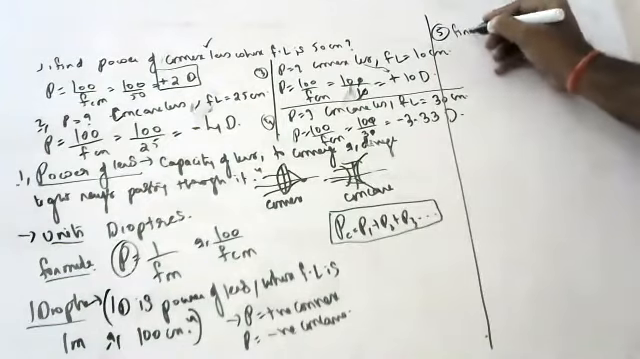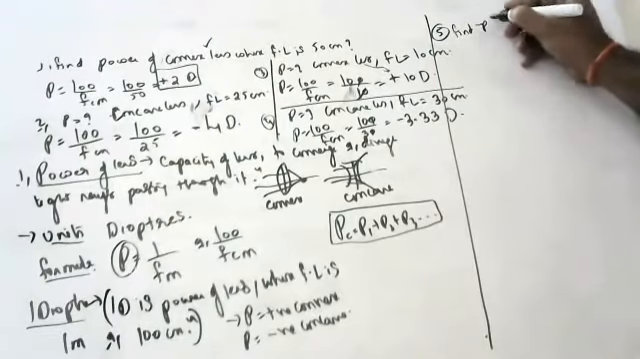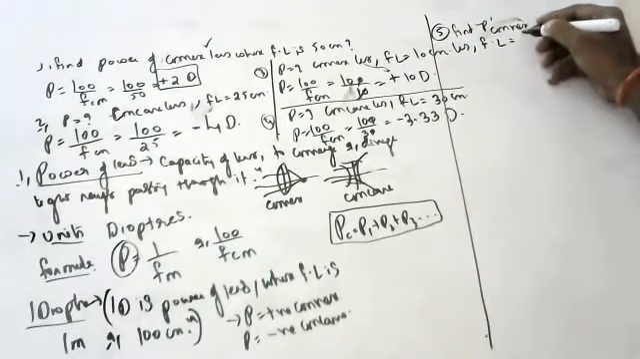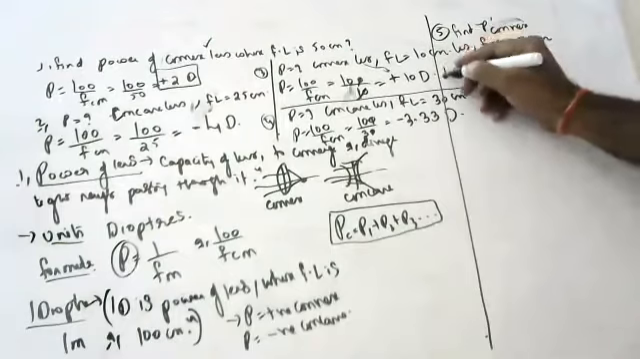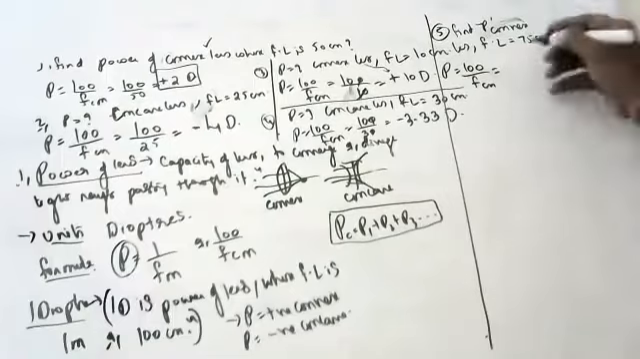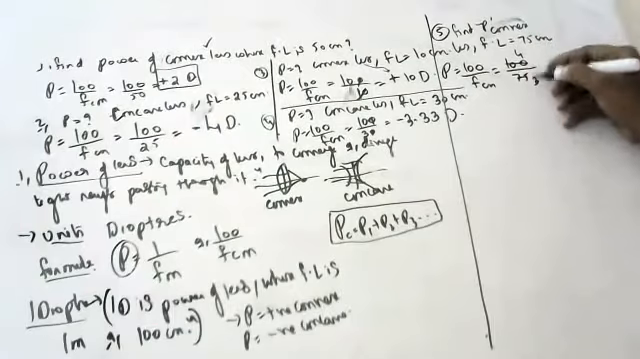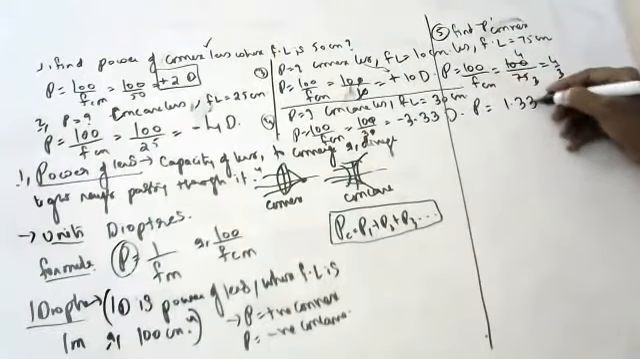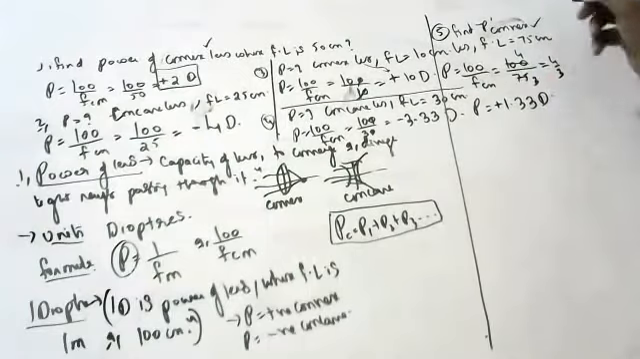Next. Find the power of a convex lens whose focal length is 75 centimeters. Surya, can you help me? Sir, power is equal to 100 by focal length in centimeters, equal to 100 by 75. 25 fours or 25 threes? By 25, 4 by 3. P is equal to 1.33. Plus or minus? Sir, plus. Why? Convex. Sir, because it's convex.